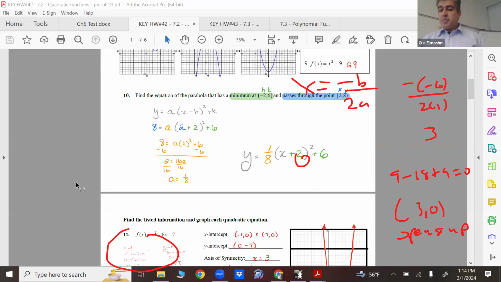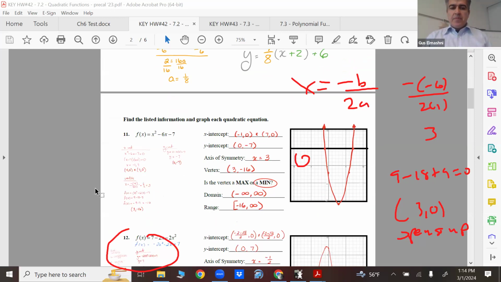For 10, if you're asked to find the equation of a parabola, you're given a minimum or a maximum. That's a vertex, right? So probably vertex form is your best bet to start with. And if you're given another point, plug in for x and y and solve for a, because that's the leading coefficient. There you go. So that's just all algebra. Hopefully you guys are cool with that.